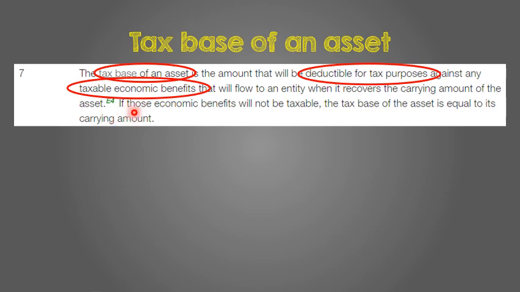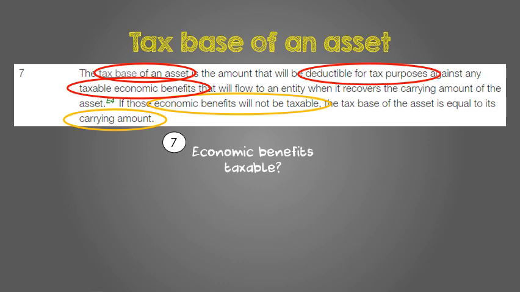However, there's a second sentence in this paragraph that says, if those economic benefits will not be taxable, then the tax base of the asset will be equal to its carrying amount. Okay, so there will be assets on our SFP which, when those assets are realized in future, the economic benefits that we will get from realizing these assets will not be taxable. And in that case, the tax base will be just the same amount as the carrying amount.